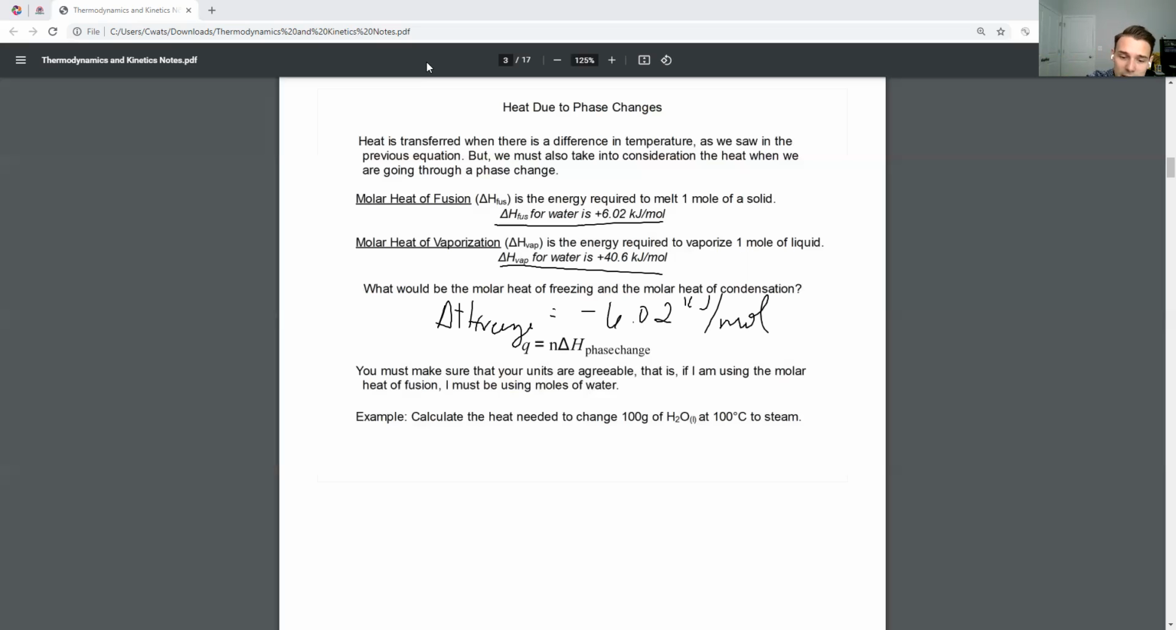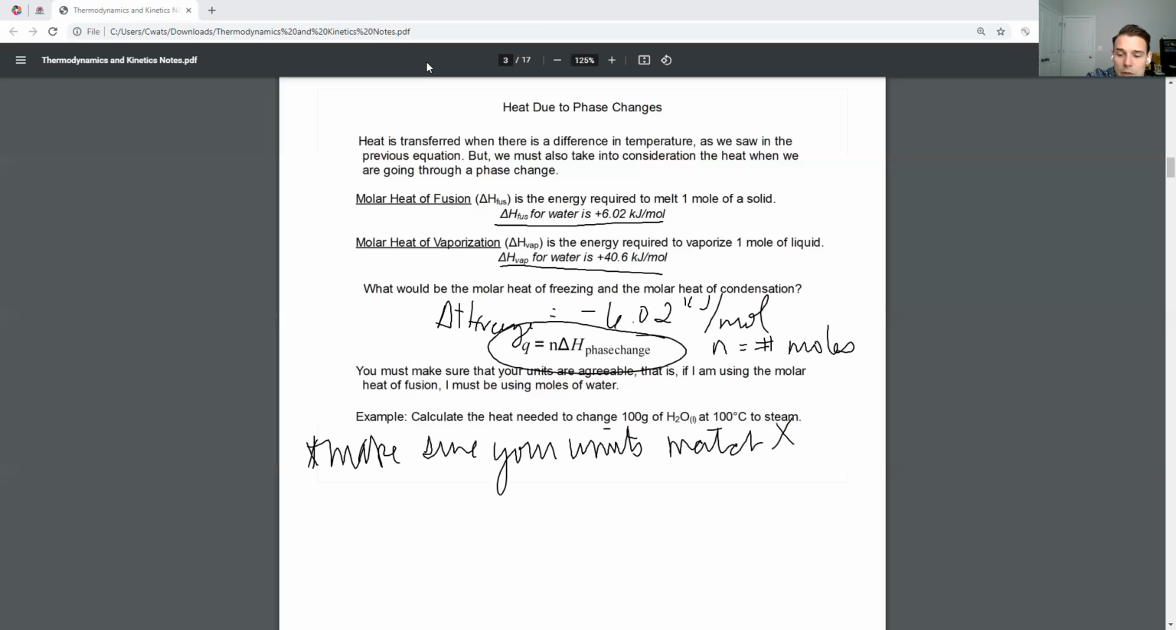And we can calculate the energy or the heat from a phase change. Q equals n delta H of the phase change, where n is the number of moles, as long as delta H is in terms of kilojoules per mole. Remember, it could be joules per gram. So you just have to pay attention to your units and make sure your units match.